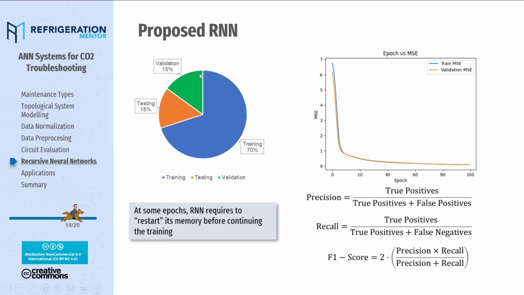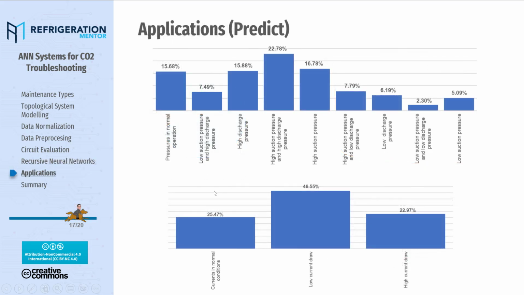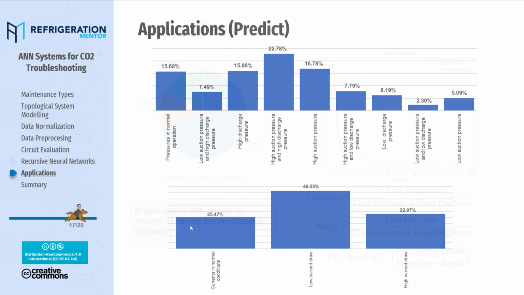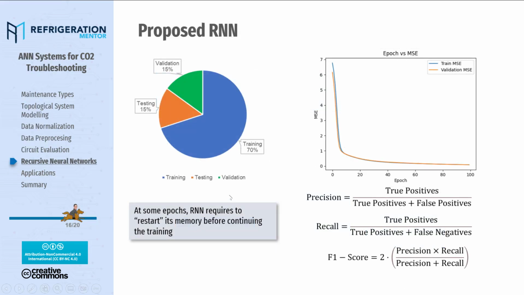We are using 70% of the data for training, 15% for testing, and the other 15% for validation. So in this case, because of the problem, at some epoch this artificial architecture requires to restart its memory before continuing the training.